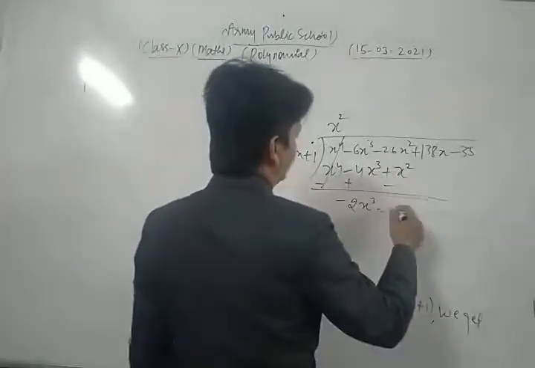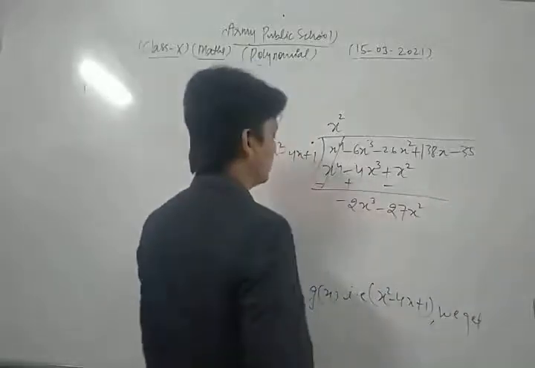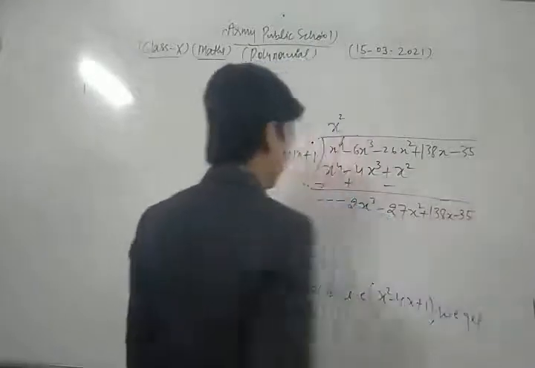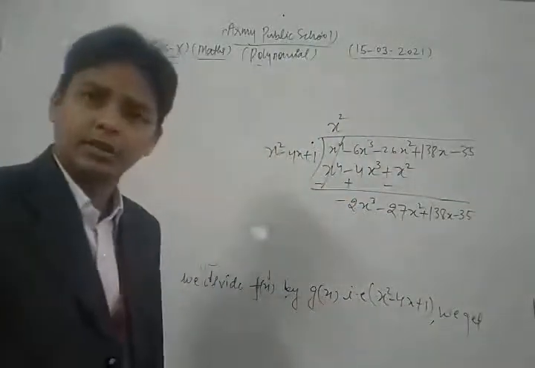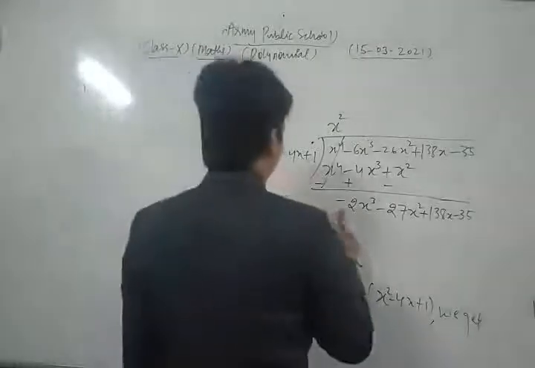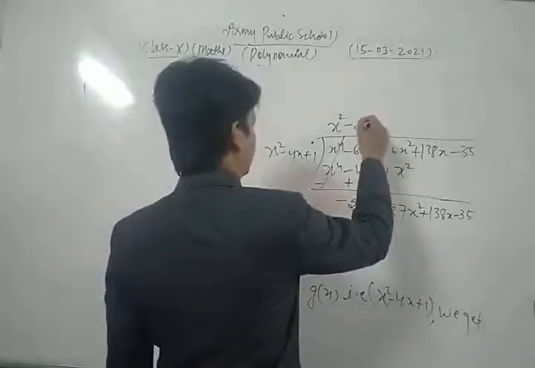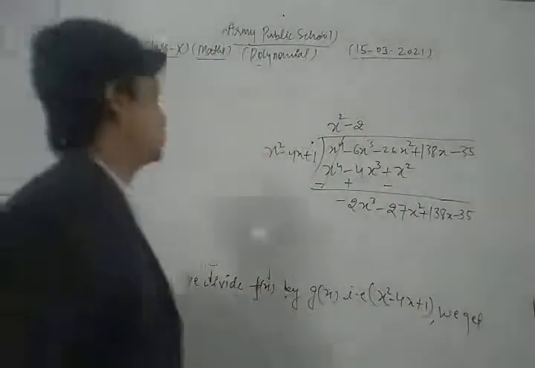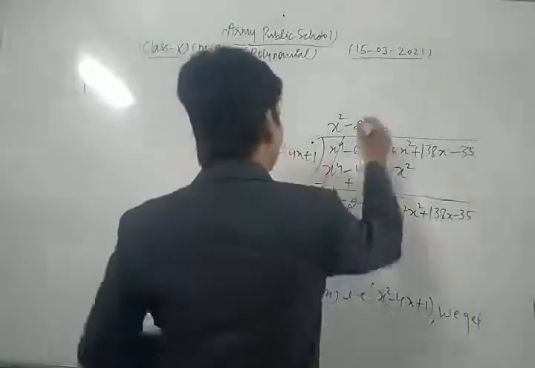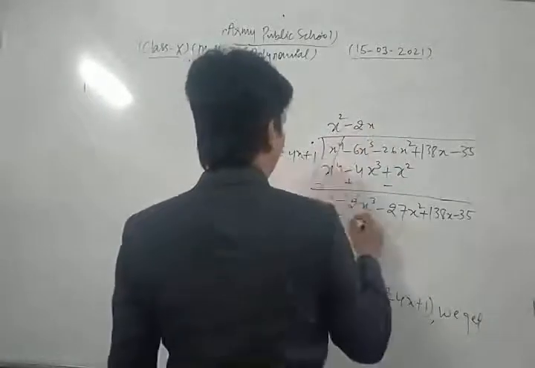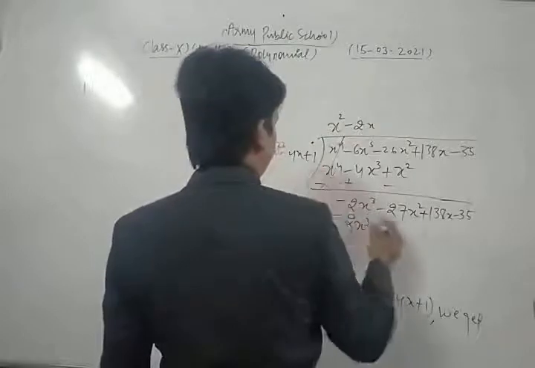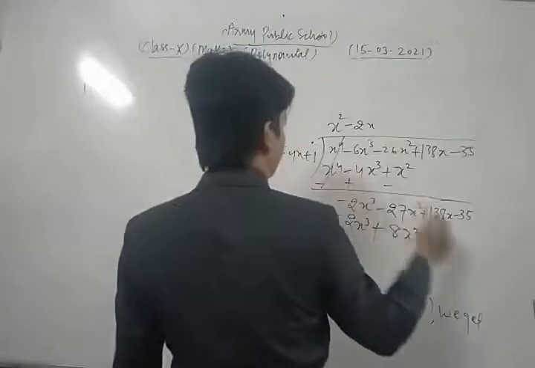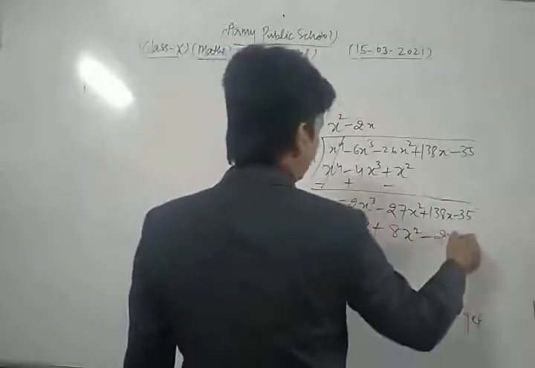So this is minus 27x square plus 138x minus 35. Okay, 138x minus 35. Okay, dear students, now this is minus 2x cube, so we take minus 2x times. So this is 2x cube, minus 2 4s are 8x square, and minus 2 1s are 2x.